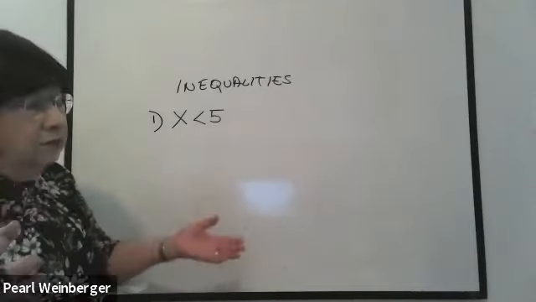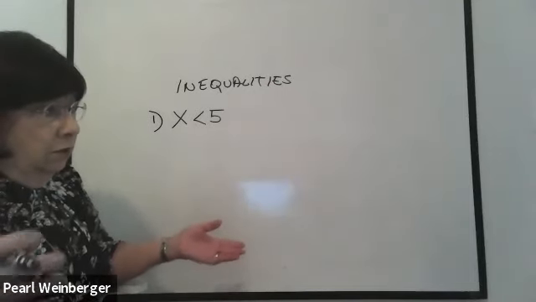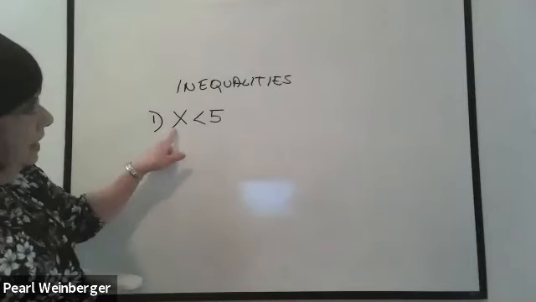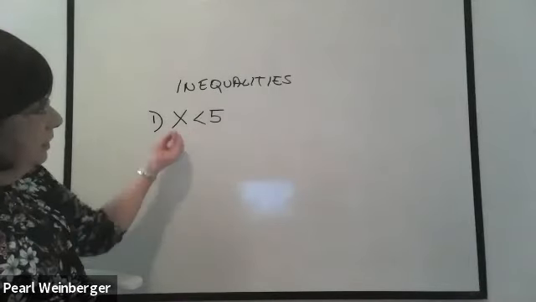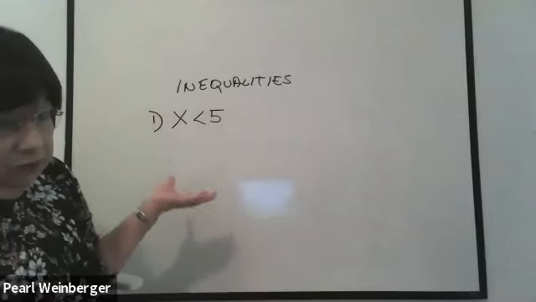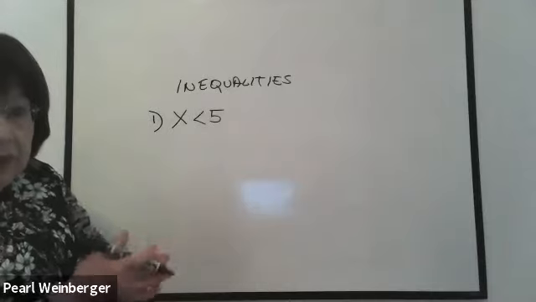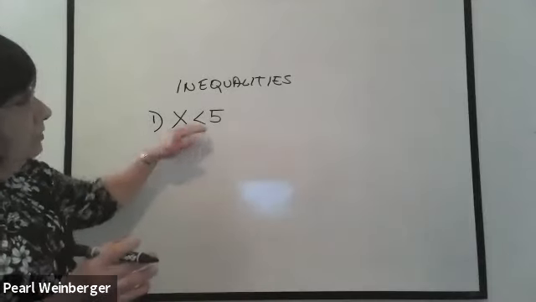Now notice, when things are not equal, one thing has to be bigger than the other. Saying x is less than 5 means that the number you're talking about, the variable, is smaller than the number 5. We're comparing it to the number 5, x less than 5.